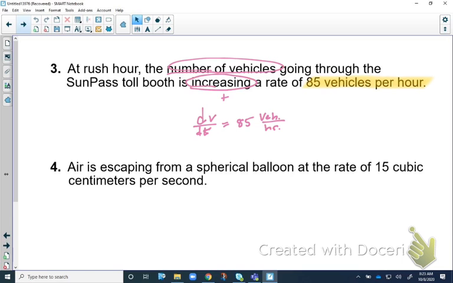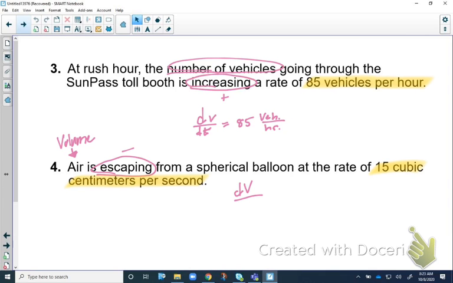And so the next one, air is escaping. So we're escaping, that means our rate is going to be decreasing, so we're going to have a negative value, from a spherical balloon. And so air here, if we're talking about the amount of air in a balloon, this is going to be volume of some kind. Okay, at a rate of 15 cubic centimeters per second. So here I would say dV with a capital V to represent volume. That's not like a standard in it or anything.